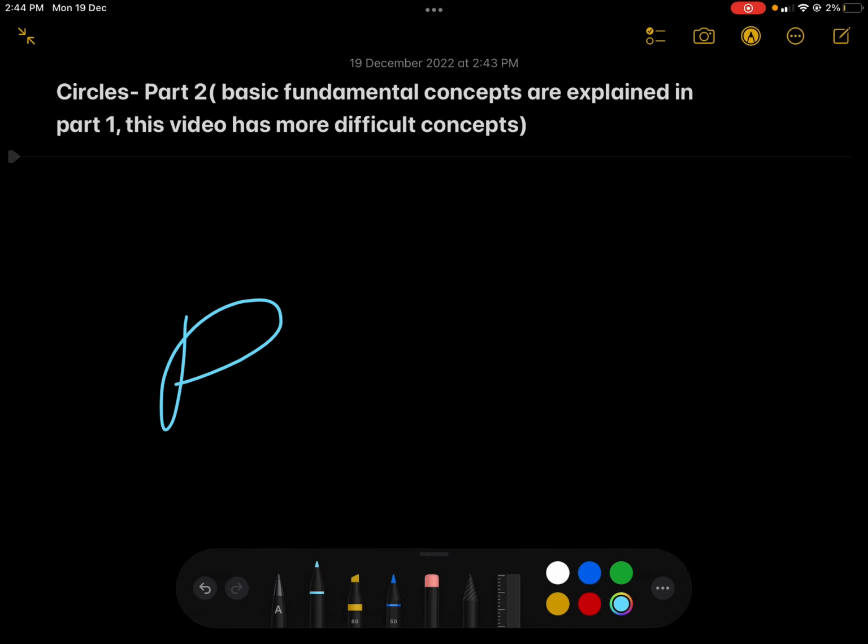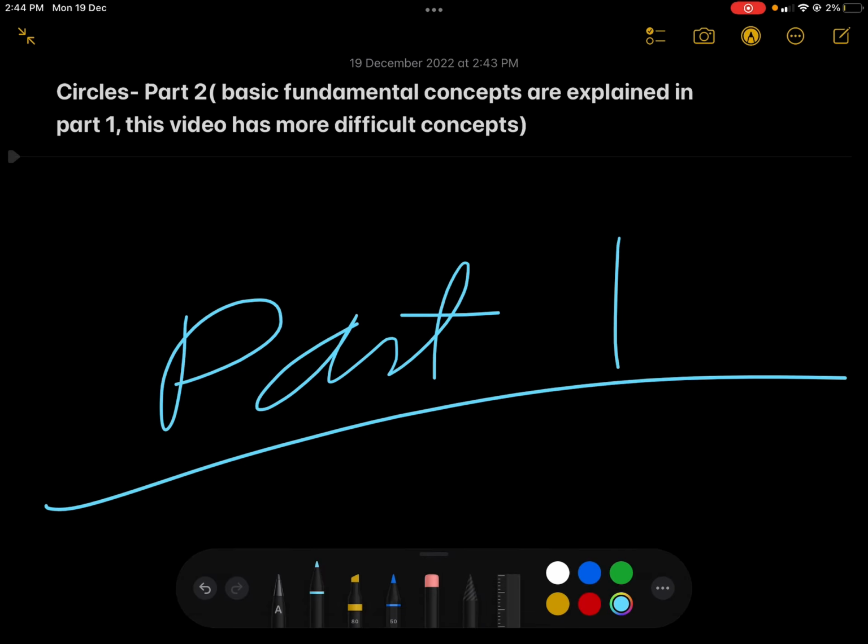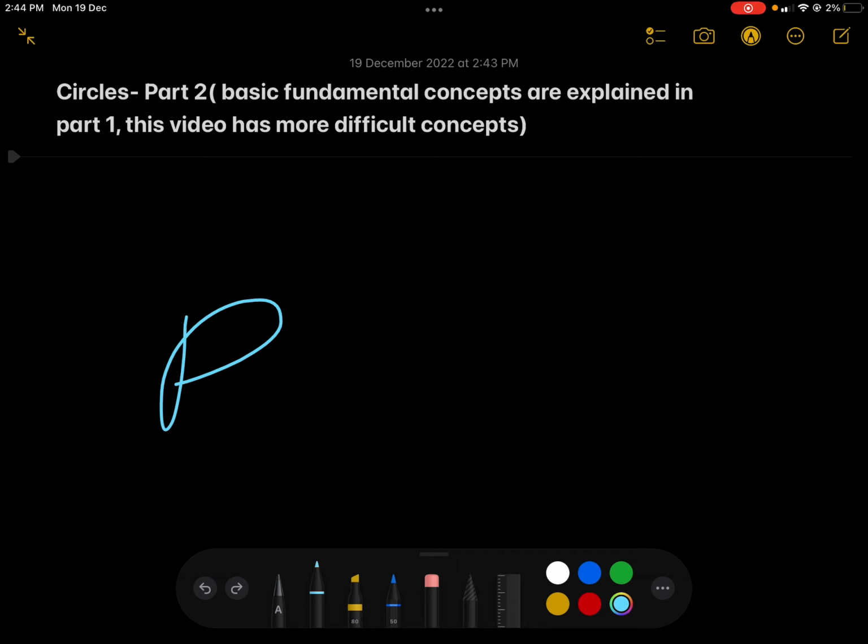So let's start. Before I start, let me tell you that I have also made a part 1 of this video in which I have explained the basic fundamental concepts. And if you are new to circles, I suggest you watch that video first so as to get a better idea of what exactly circles are and also to get an idea of the parts of circles. This is part 2 in which I have explained the slightly more difficult concepts.